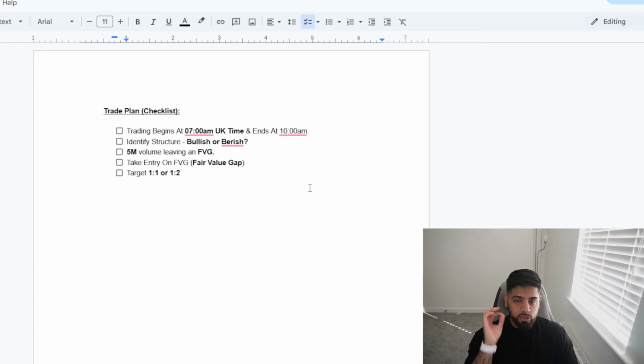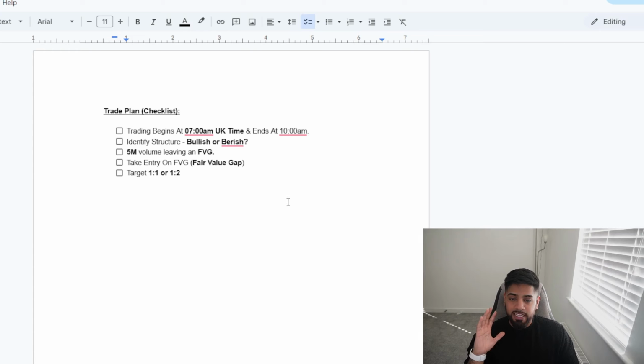We're going to keep this super structured and we're going to follow this plan to make sure that we only take A+ setups. So we identify if structure is bullish or bearish. This tells us in which direction we're looking to trade. If the entire market is bearish, we're only going to be looking for shorts. If the entire market is bullish, we're only going to be looking for buys.